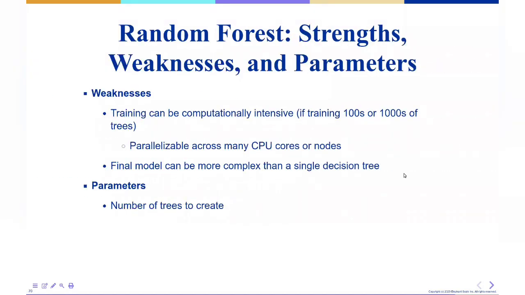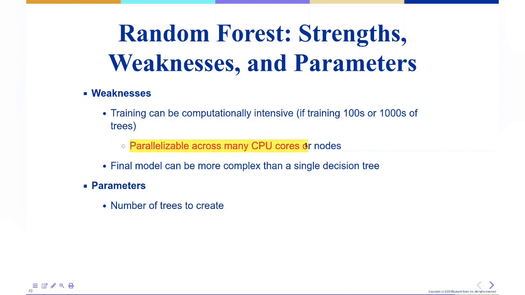Weaknesses. And you guys have already kind of mentioned this, right? Now my training is more expensive. Why? Because I'm not training one tree, I'm training many trees. Yep, that is true. So in practice, we typically train hundreds or even thousands of trees in a random forest. That's very common, right? However, the good news is this: the training of each tree is independent, so it's parallelizable, right?